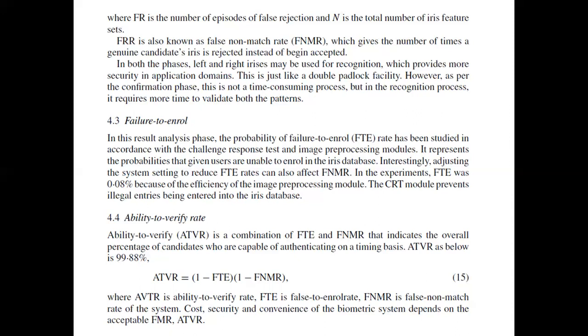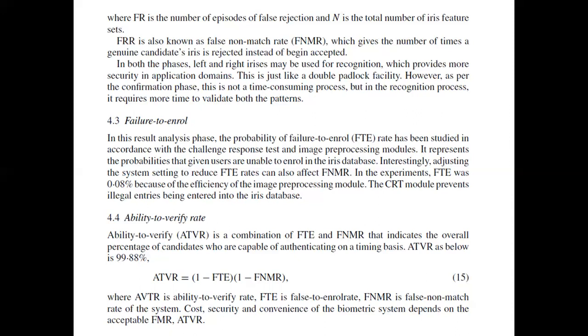In the experiment, the failure to enroll was 0.08 because of the efficiency of the image processing module. The CRD module prevents illegal entries into the iris database. This is the most important case because we are checking with some artificial sources whether they are going to enroll in the system or not, because with the artificial sources we are directly giving the images.